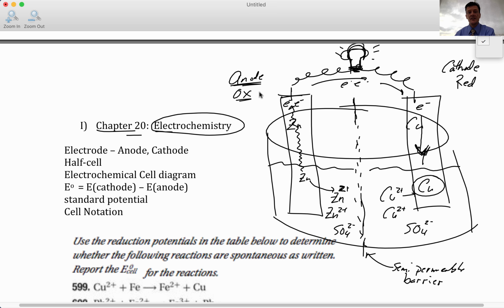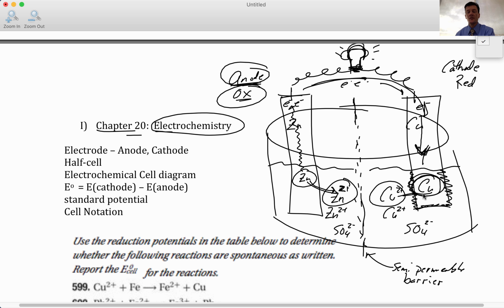On this side, on the anode side, where the oxidation is occurring, zinc metal atoms are losing electrons and turning into ions. Those ions go into the solution. Over on the other side, because of the flow of electrons from left to right, these copper ions are picking up those electrons when they bump into the copper metal, and they will then turn into neutral copper metal atoms and deposit themselves on this copper metal.